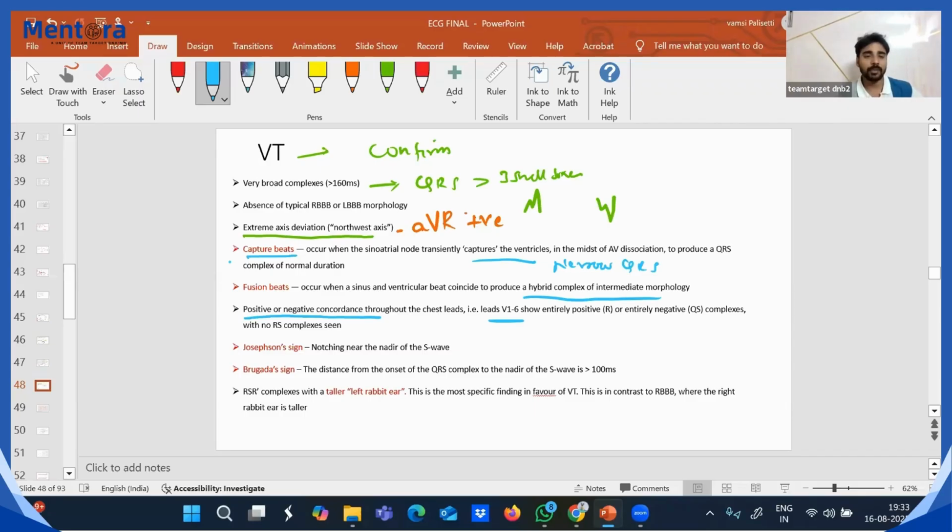Clear? And next comes the Josephson sign. What is the Josephson sign? It is nothing but notching near the nadir of the S wave. Let me draw this. For example, this is your wide QRS complex.